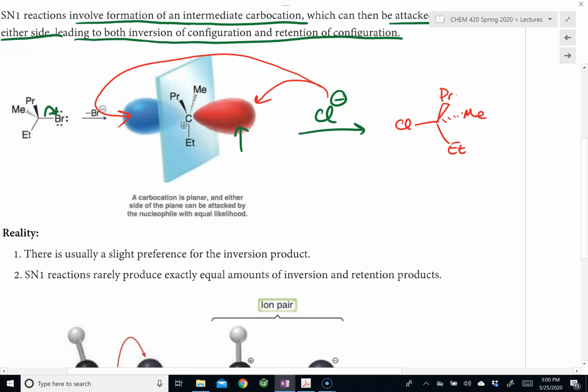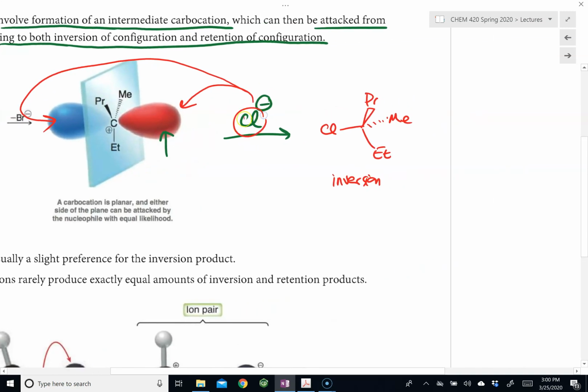PR stands for the propyl group. So this is the product that has the inversion of configuration. And if the chlorine were to attack from this side, we will end up with this product. And this is the product that has the retention of the configuration, and they are the racemic mixture.